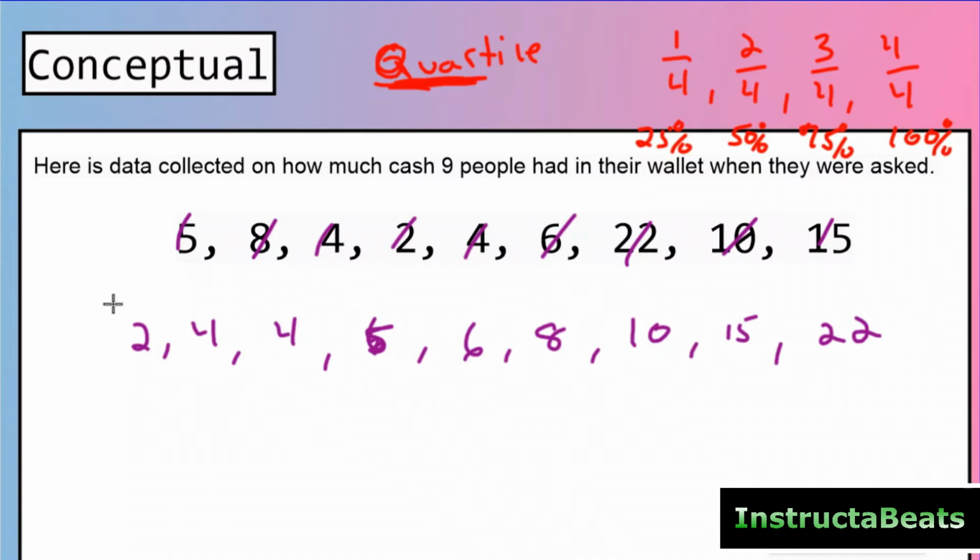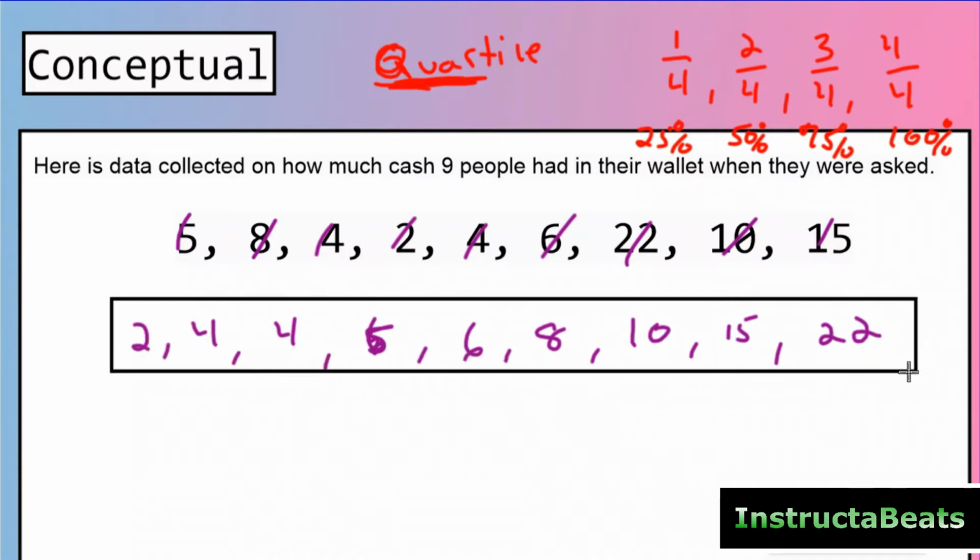So just to help us visualize this, I'm going to put this into an area model. I'm going to do my best. It's not going to work out perfectly because I didn't space them out perfectly. The first thing we want to do is find the median, right? If we cross these out, the median should be the number that's directly in the middle. So if I cross out 2 and 22, 4 and 15, 4 and 10, 5 and 8, I'm left with 6. 6 is going to be my median, okay? That's like splitting my area model directly in half.